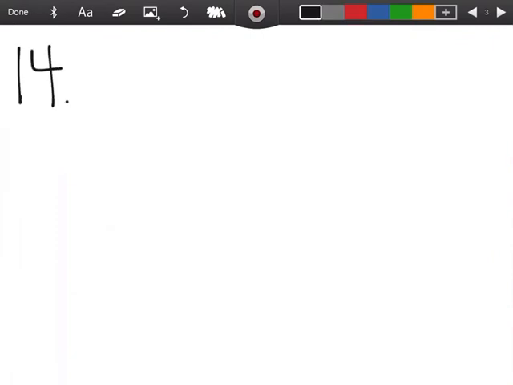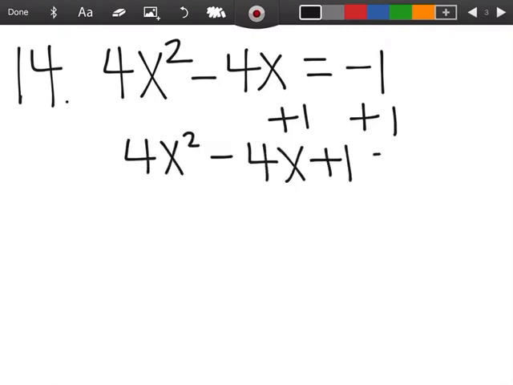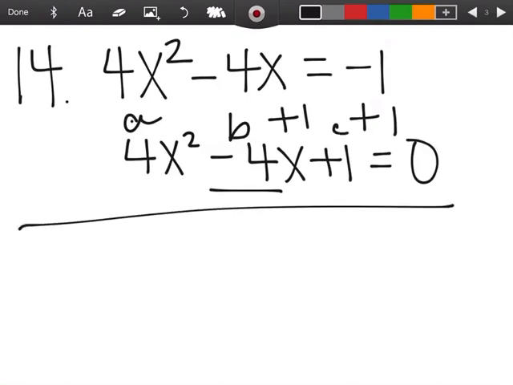Number 14 says 4x squared minus 4x equals negative 1. So notice, before I label A, B, and C, notice that the constant is on the other side of the equal sign. I'm going to set this equal to 0. So the first thing I'm going to do is add 1. So 4x squared minus 4x plus 1 equals 0. So I'm going to use a positive 4 for A, a negative 4 for B, and a positive 1 for C. So pause the video, see how far you can get in terms of finding your answer. And then unpause the video when you want to see my work.